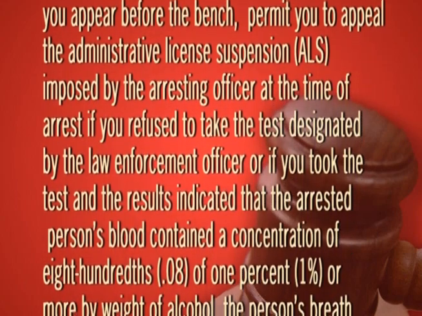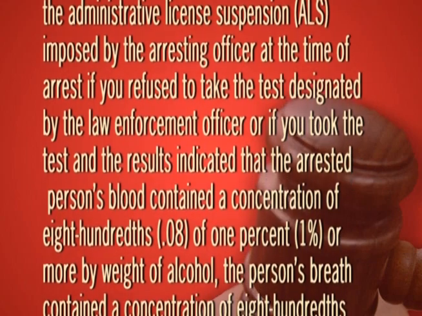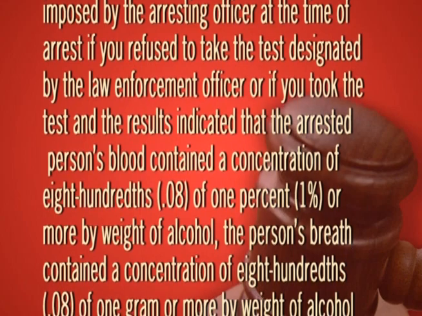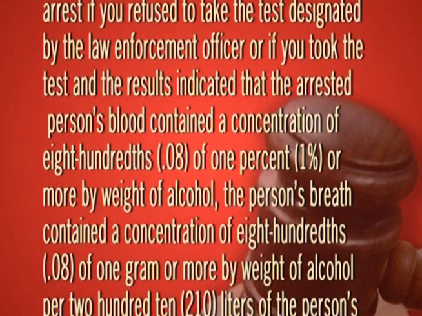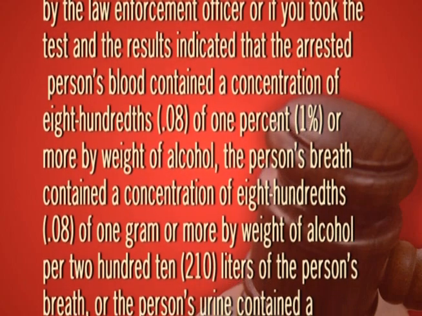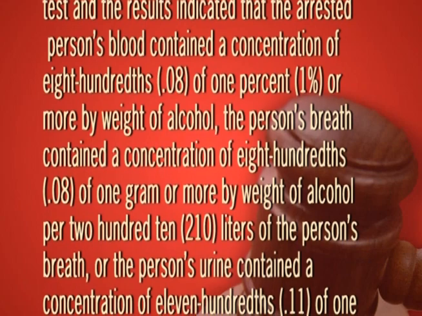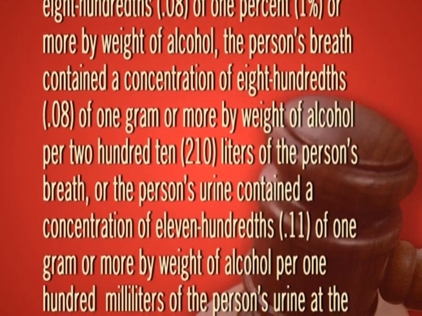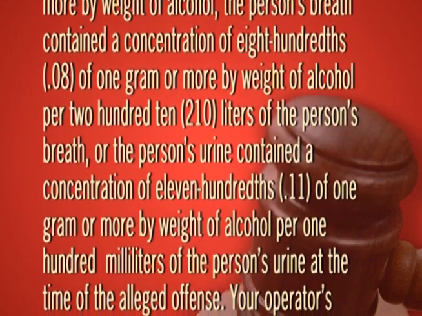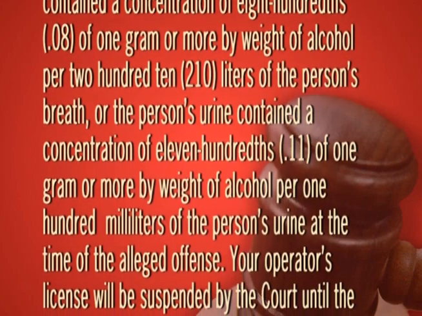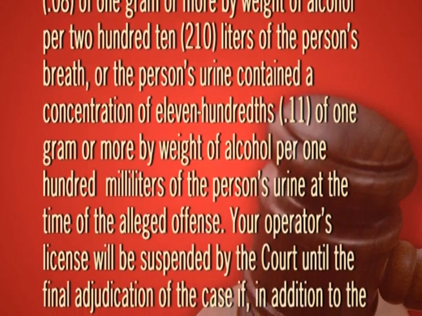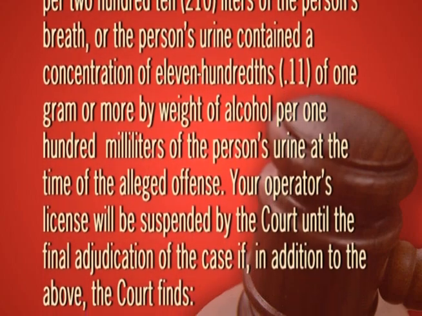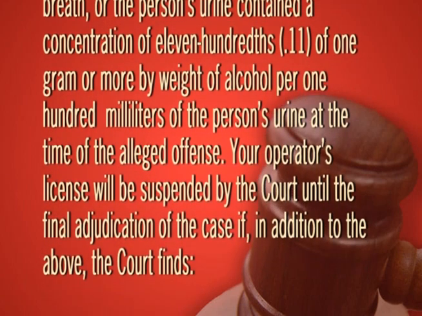If you refuse to take the test designated by the law enforcement officer, or if you took the test and the results indicated that the arrested person's blood contained a concentration of 0.08 of 1% or more by weight of alcohol, the person's breath contained a concentration of 0.08 of 1 gram or more by weight of alcohol per 210 liters of a person's breath, or the person's urine contained a concentration of 0.11 of 1 gram or more by weight of alcohol per 100 milliliters of a person's urine at the time of the alleged offense. Your operator's license will be suspended by the court until the final adjudication of the case if, in addition to the above, the court finds 1.